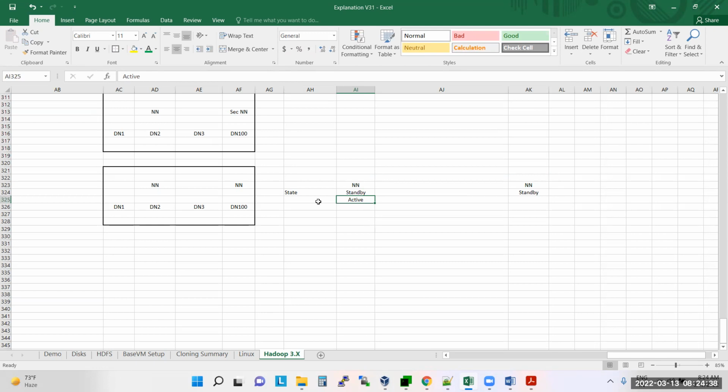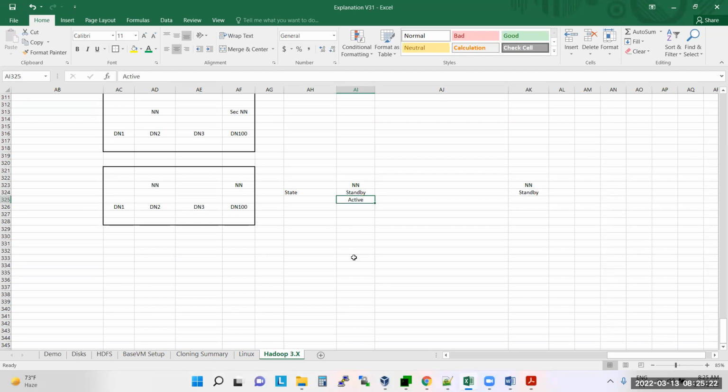Whichever name node state is active, that name node will take care of user requests. Now you ask me, sir, when you make the first name node active, why can't you make the second name node also active? See, at any point of time, you will not have two active name nodes. If one is active, the other one will be standby. If I make the standby active, this active will become standby. You cannot have two active name nodes.